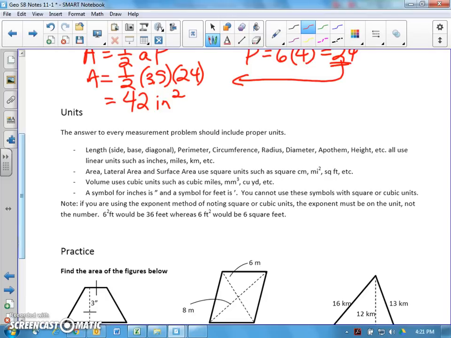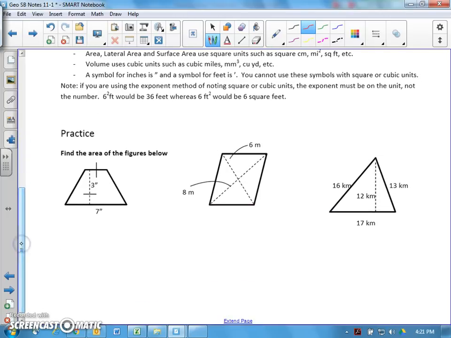All right, so now we're going to do some practice problems. I'm going to walk you all the way through one, and then I'm going to have you turn off the video and work the next couple on your own and turn it back on to check it. The first figure we're looking at is a trapezoid, and we're asked to find the area.